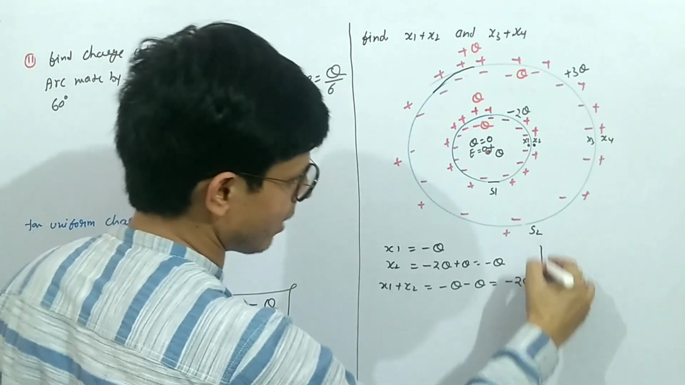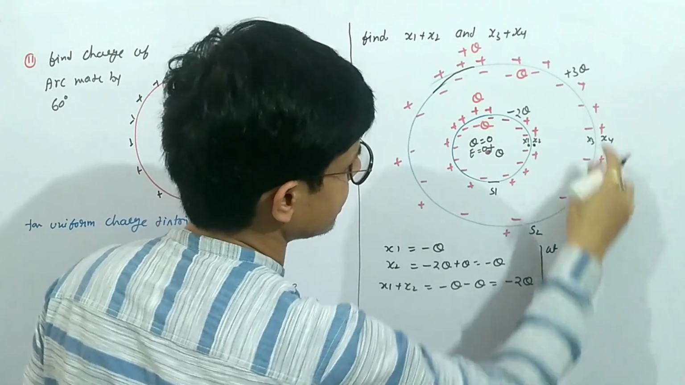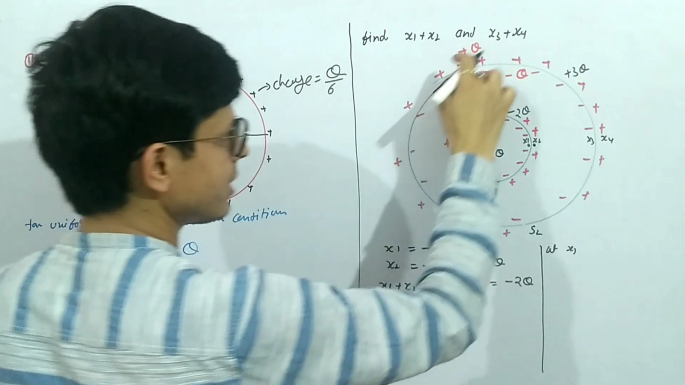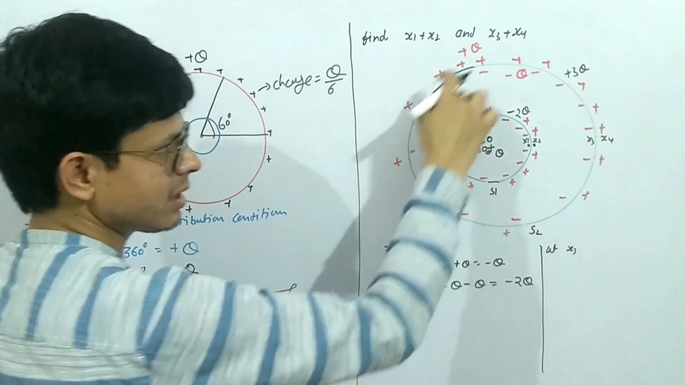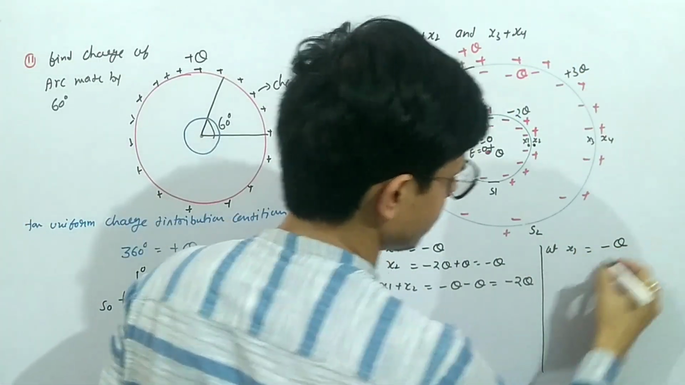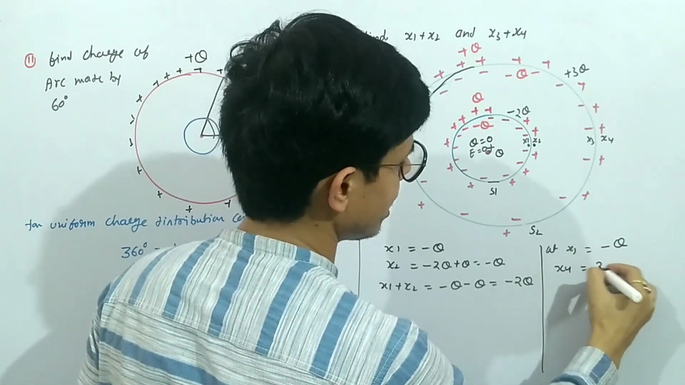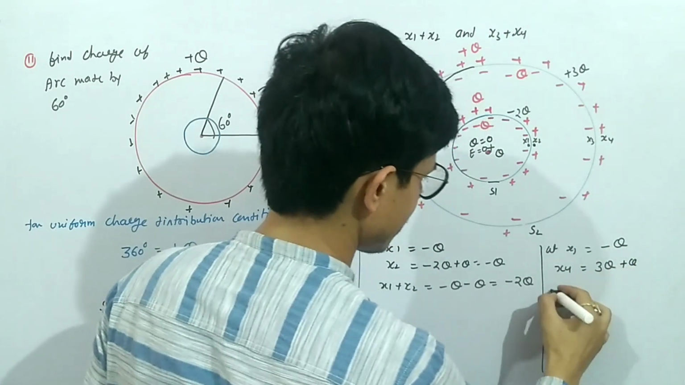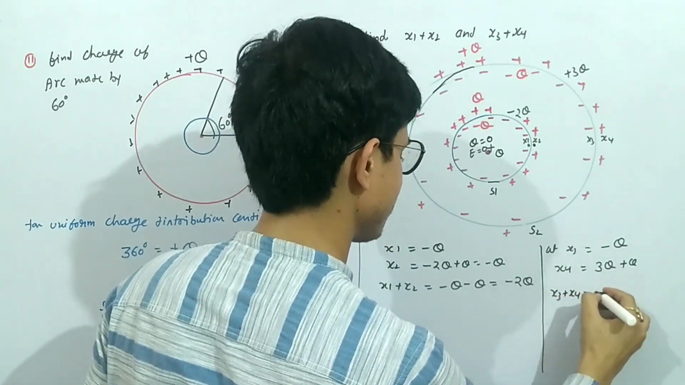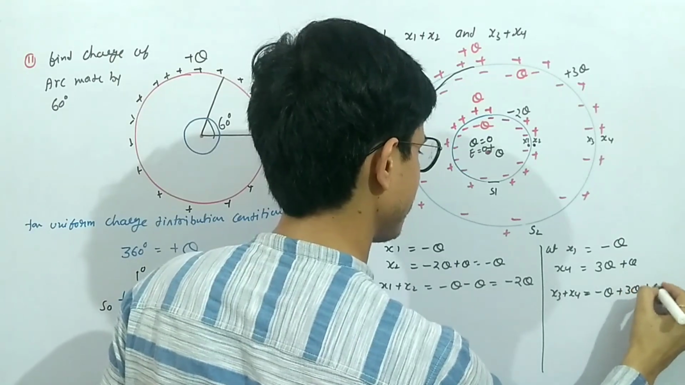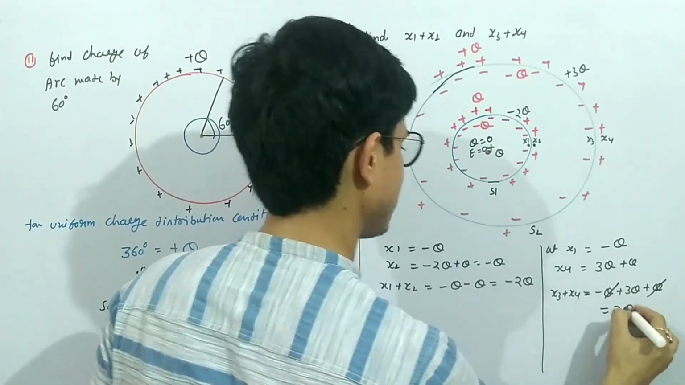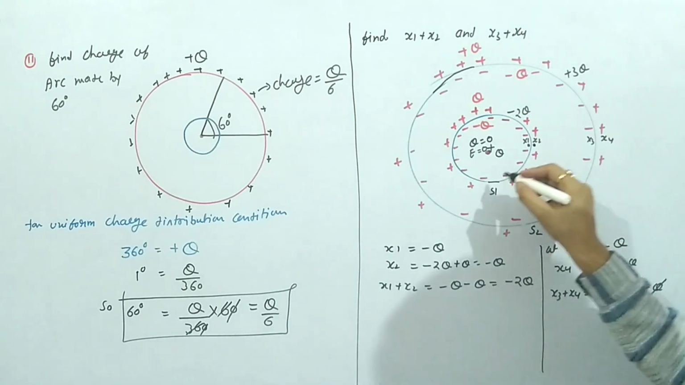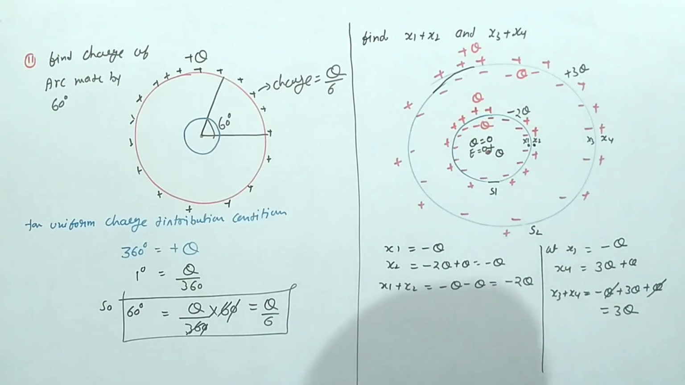Similarly, now x3 is this. At x3, what is the charge? Minus q. x4 is how much? 3q was already there, plus q. So x3 plus x4 comes to minus q plus 3q plus q, and q cancels out. This is the answer. So in the induction case, when there is an induction process, you have to solve the questions carefully.